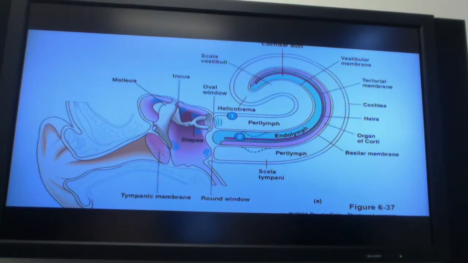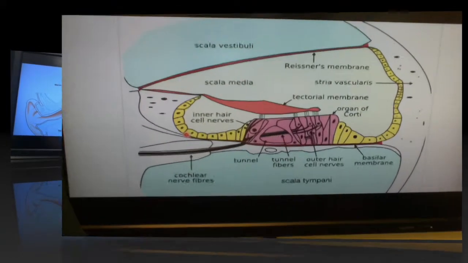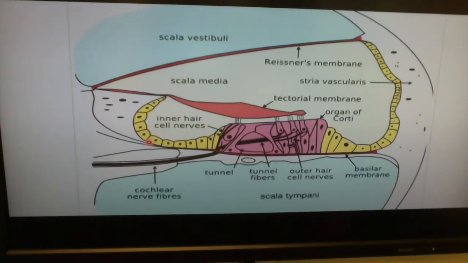The spiral ligament supports the scala media, and also the stria vascularis produces endolymph and supplies oxygen and other nutrients to the cochlea. It is separated from the scala vestibuli by Reisner's membrane, and from the scala tympani by the basilar membrane. Another important landmark on the cochlea is the organ of Corti, which is the main organ for hearing. It resides on the basilar membrane.